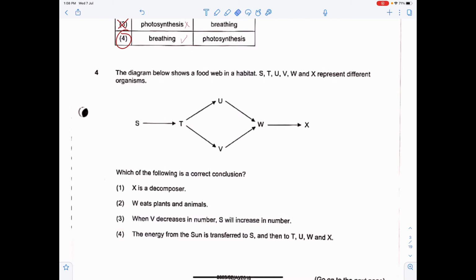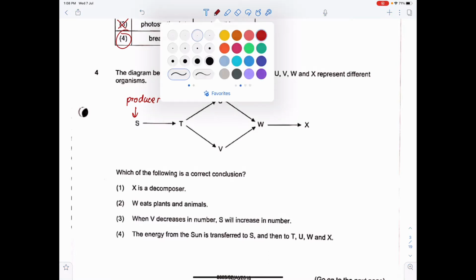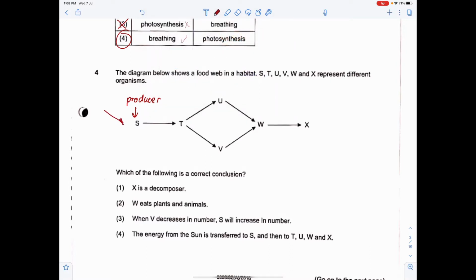Okay, I'm just going to go through very quickly, because as you can see, since S is eaten by T, we know that S needs to be a producer. Alright, with most food chains and food webs, it has to start with a producer. And how does your producer obtain energy? It's actually from the sun. Alright, so therefore answer is 4.